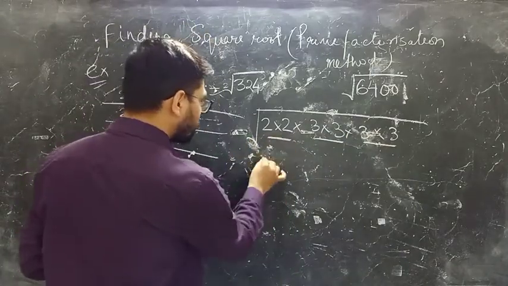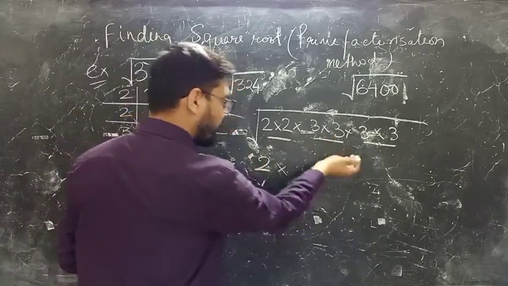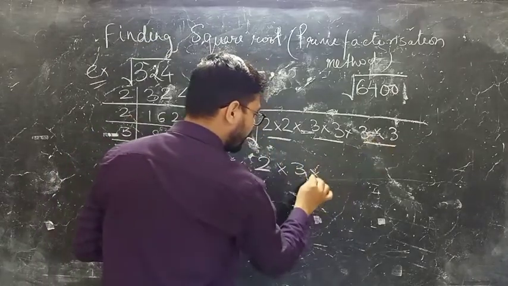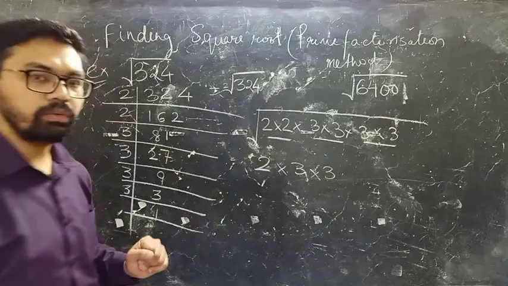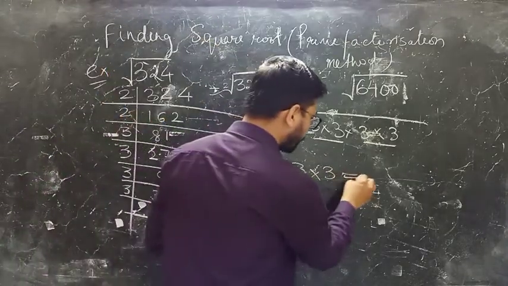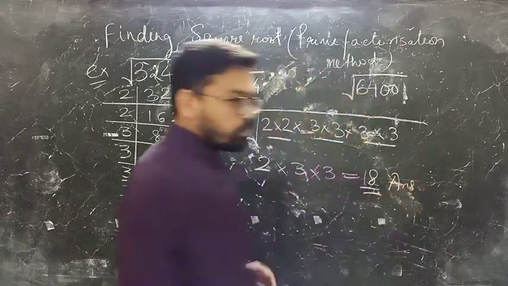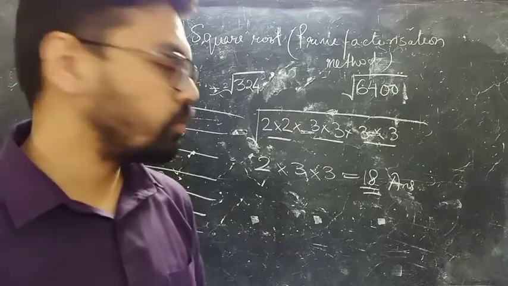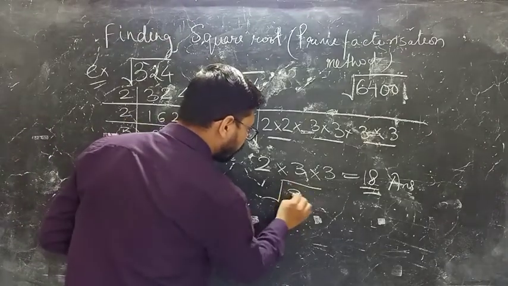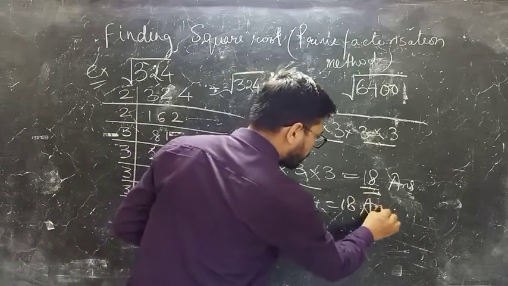So from this pair I take 2 out from this square root. From this pair I take 3 out from square root. And from this pair I take 3 out from this square root, right? So 3 3s are 9 and 9 2s are 18. So the square root of 324 is 18. So you can write square root of 324 is equals to 18. So this is your answer. Please note it down fast.